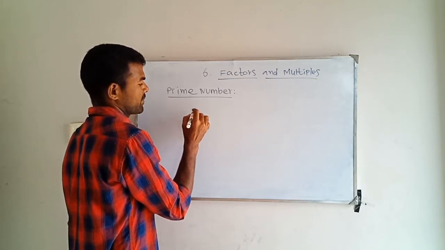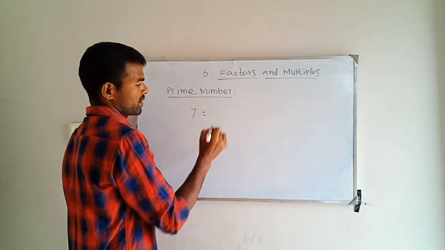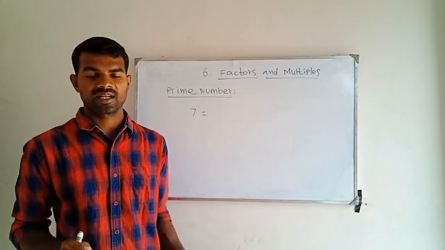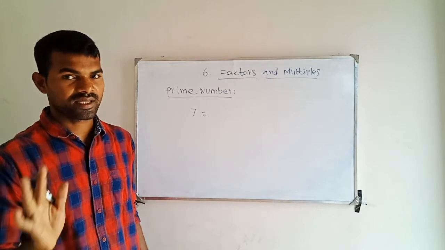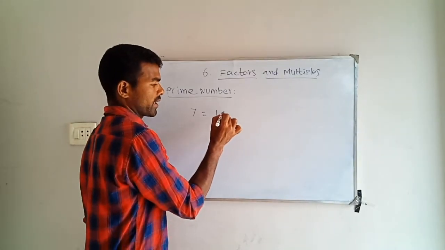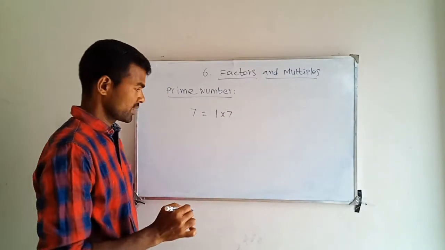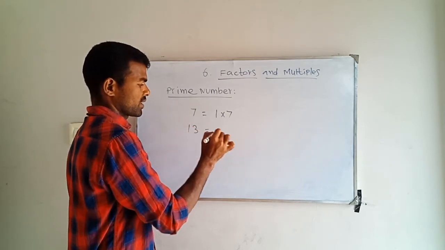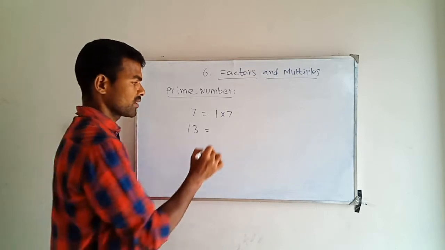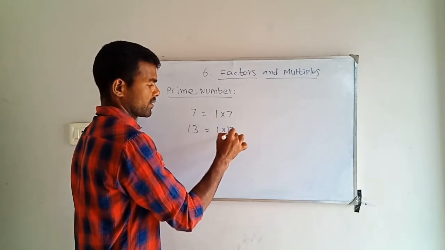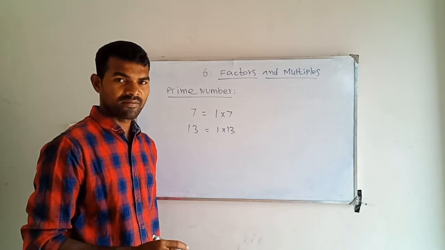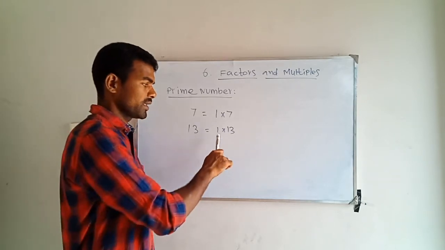I will take the number 7. So what are the factors of 7? You can tell 1 and 7. Yes, no? Next, let us see the number 13. What are the factors of 13? 1 and 13. Except these two numbers, is any other number left? No, only these two numbers.